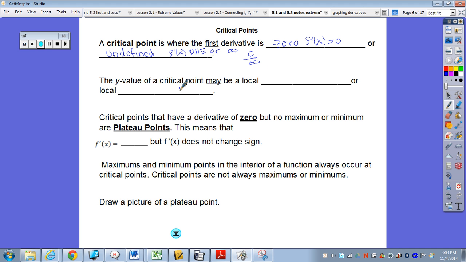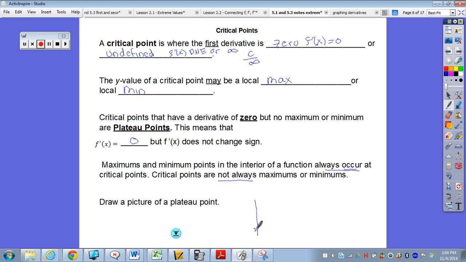The y value of a critical point may be a local maximum or minimum. They also may be global if they're the highest max or the lowest min. Critical points that have a derivative of 0 but no max or min are plateau points. This means f prime of x is equal to 0, but the derivative does not change sign. The key thing is max and min points in the interior of a function always occur at critical points. However, critical points are not always max and mins. They could be a plateau point.